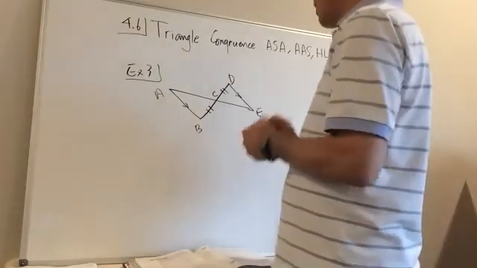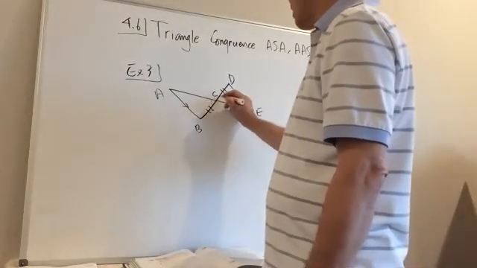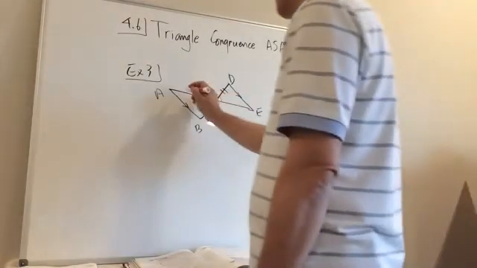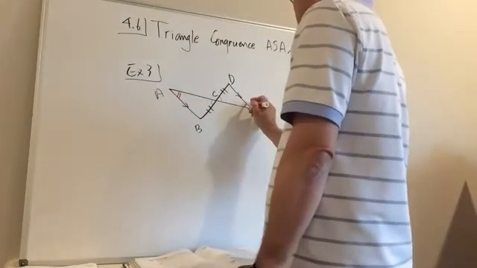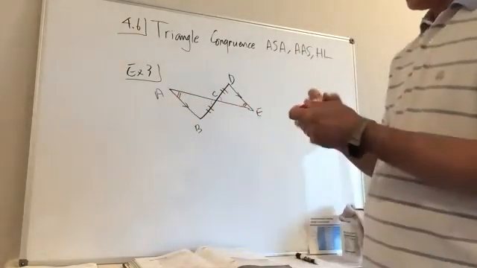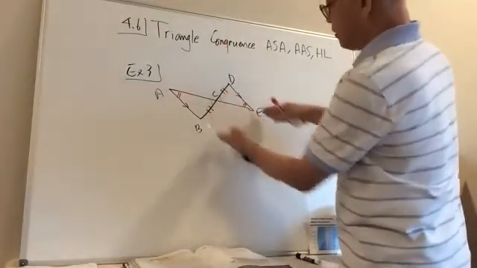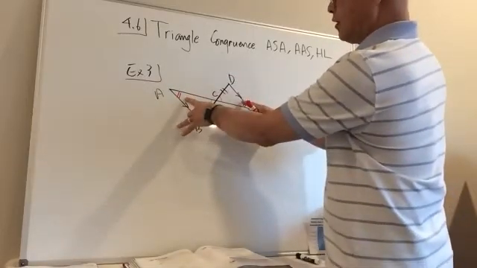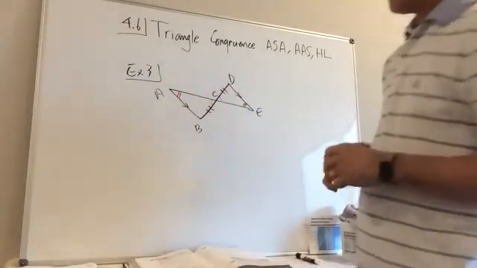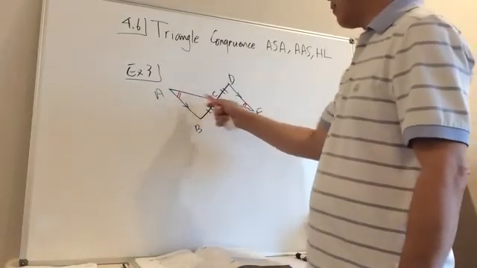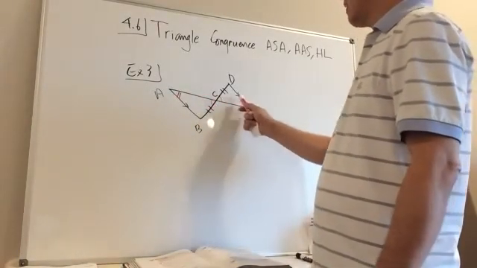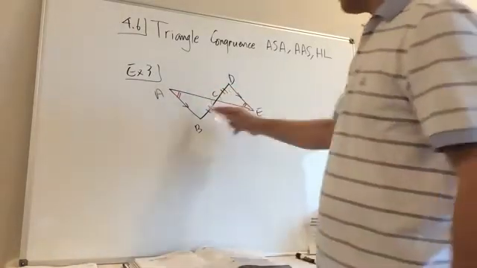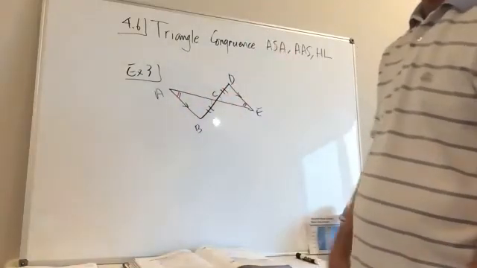So what do I have here? I have that these two angles are congruent because they are vertical angles. I also know that these two angles here are congruent because I have two parallel lines with a transversal. These two are alternate interior angles. Therefore, they are congruent. And I'm going to have angle, angle, side, angle, angle, side. So that's why these two triangles are congruent.